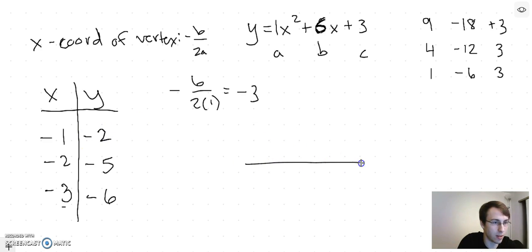So if we graph this thing, let's go to x is negative 3, go down to negative 6. Then negative 2, negative 5, and negative 1, negative 2. So it should look like this.